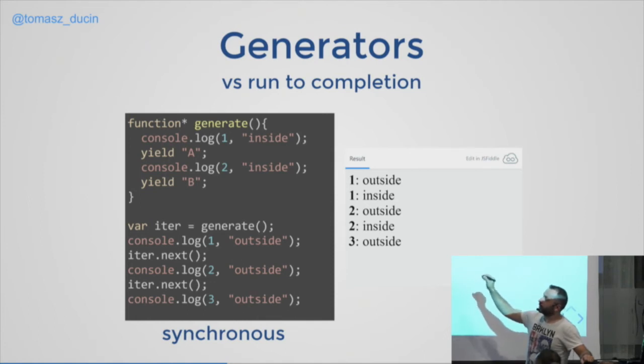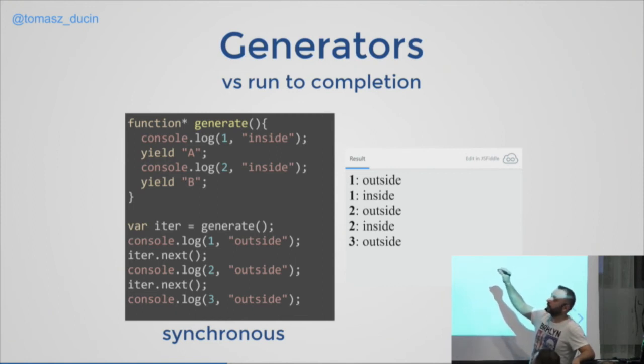Now the control has been moved from within the generator into the outer world, right? So I'm doing console log 2 outside. Now I'm calling iter.next. So I'm going back to the place where the generator has suspended. It's going to execute the code. It's going to output the console log 2 inside, and it will pause on the next yield keyword, right? And suspending means that the outer world will gain the control back. So I'm outputting console log 3 here.